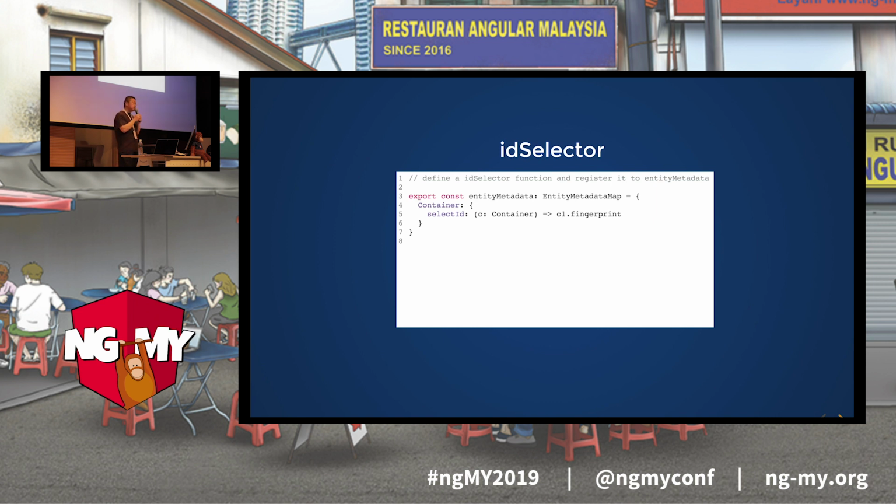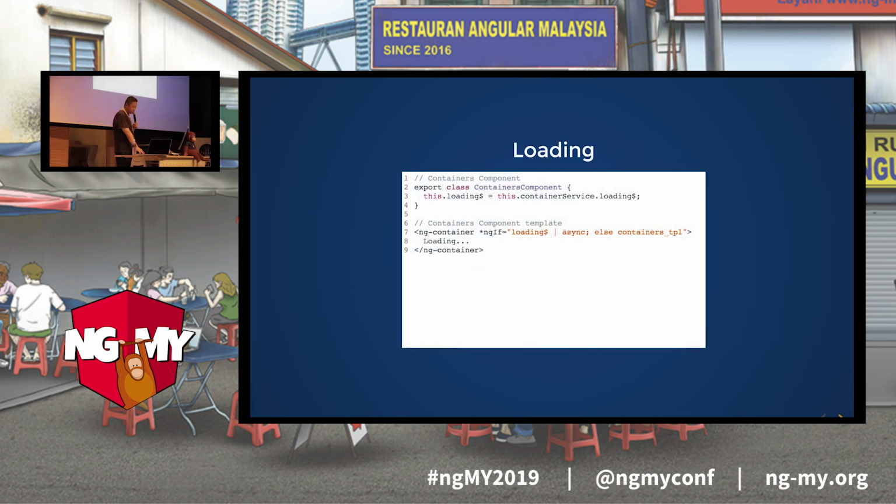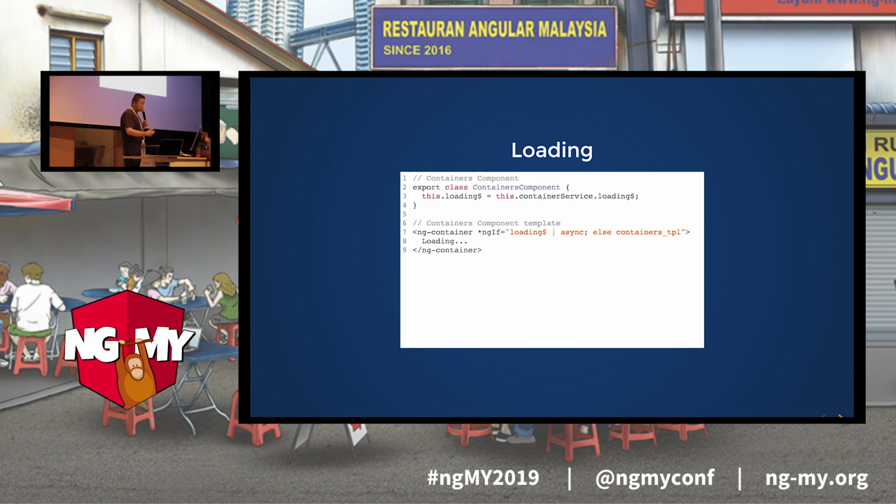And in case your entity doesn't have an ID field, which is required by NgRx-entity, you can also provide the ID selector function to calculate your own ID property. And another common request is loading, to tell when your data is ready. This is also internally supported by NgRx-data. So you don't need to write a single line of code to handle all those functionality.